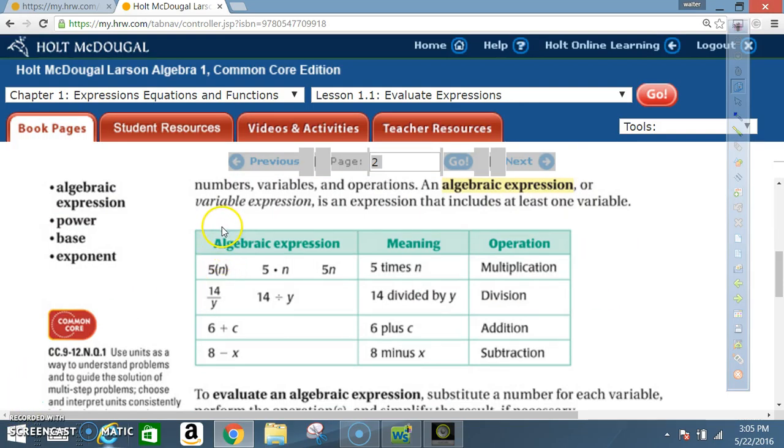Okay, take a look at the table below to become more familiar with algebraic expressions. Algebraic expression 5n, meaning 5 times n. Operation: multiplication. 14 over y, which really means 14 divided by y. Operation: division. 6 + c means 6 plus c, operation: addition. 8 - x means 8 minus x, operation: subtraction. So once again: algebraic expression, the meaning, operation.